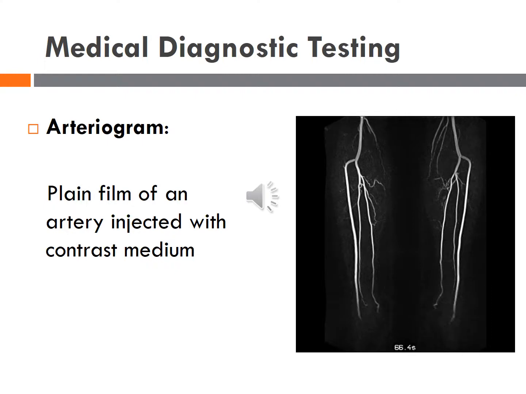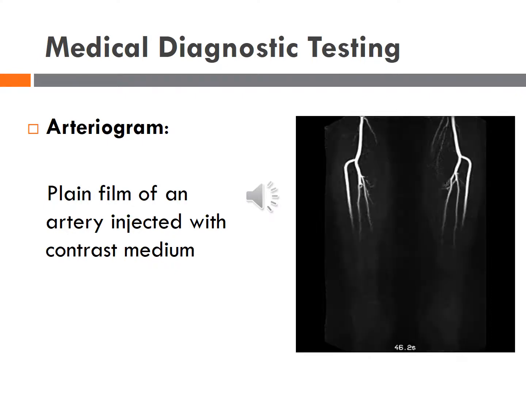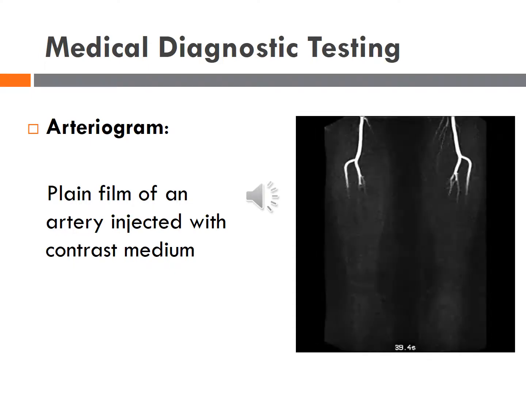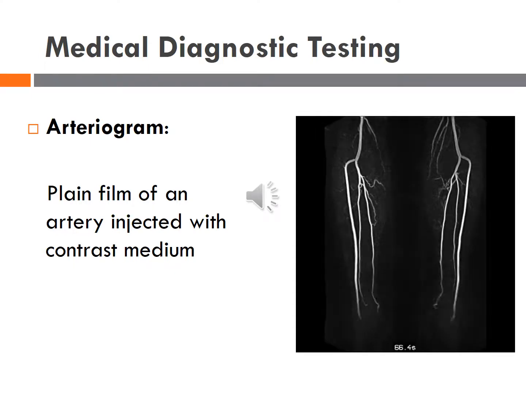This is an image of an arteriogram. It's an X-ray of an artery that's been injected with contrast medium, so it's radiographic. As you can see in the picture here, the right side of your screen has a lot more areas that are not very well lit, indicating there's not great blood flow there.